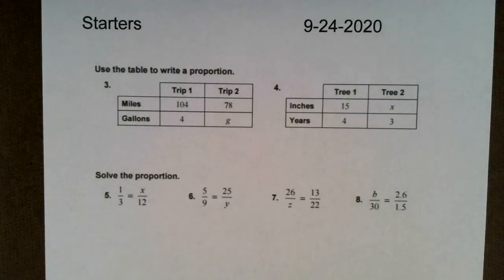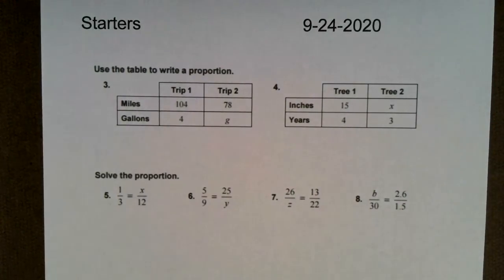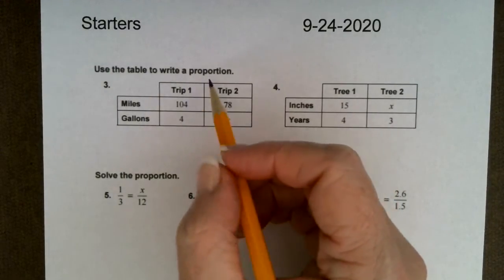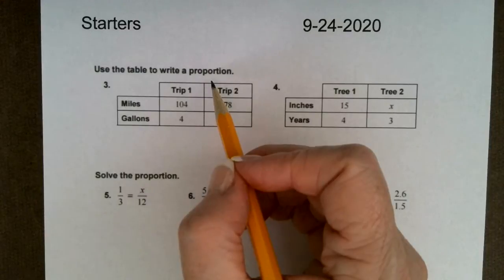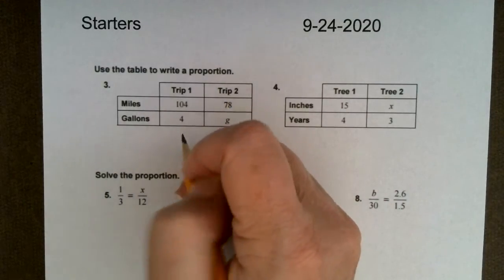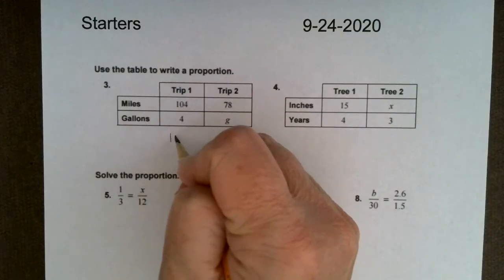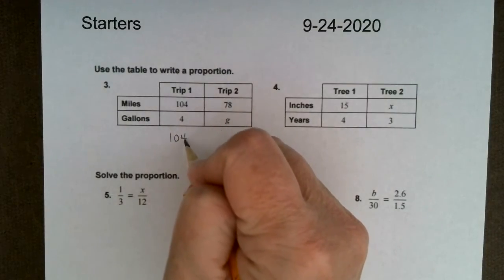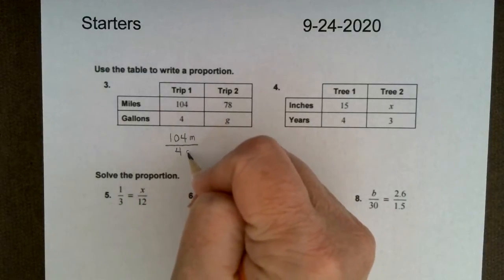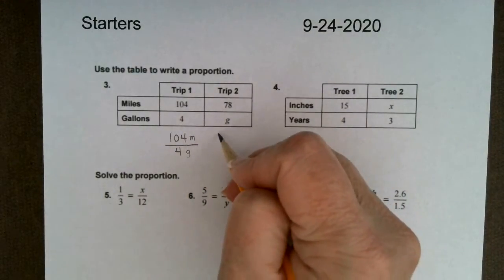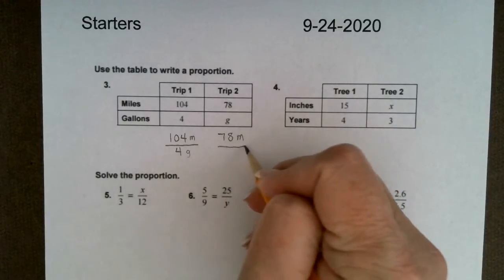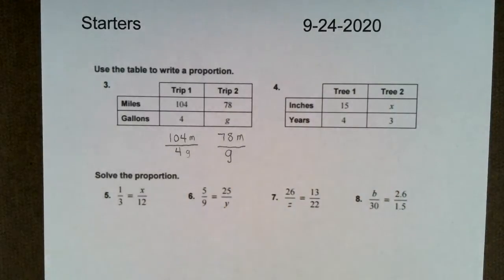Alrighty, here are the answers for Thursday's starters. So we've got trip 1 and trip 2, and we are writing a proportion, which means that they are going to have the same unit rate. They'll be equal. So we can set up 104 miles and 4 gallons. And then on this side, we have 78 miles, and we don't know how many gallons we'll need.